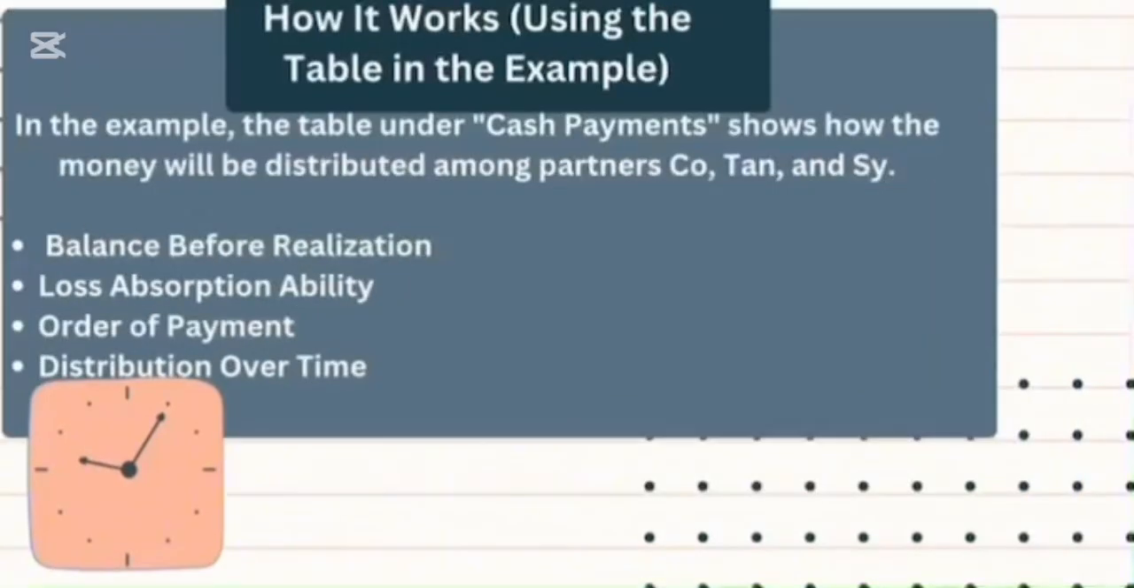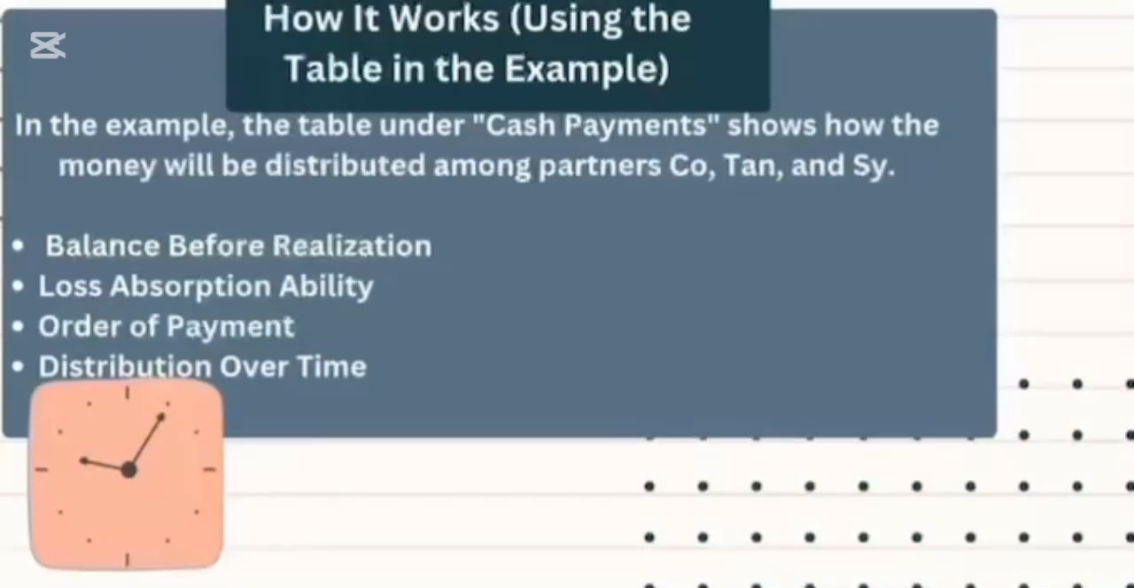In the example, the table under cash payments shows how the money will be distributed among partners Co, Tan, and C. First is the balance before realization. This is each partner's starting balance before assets are sold off and cash is distributed. Second is loss absorption ability. This column tells us the maximum amount of loss each partner can absorb.